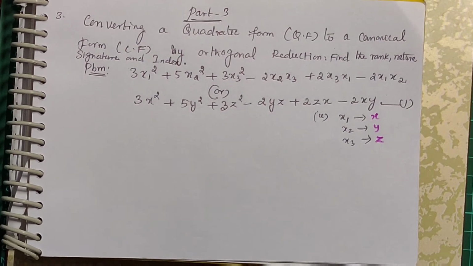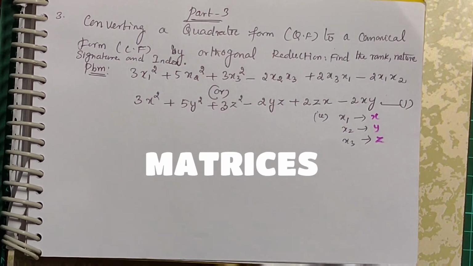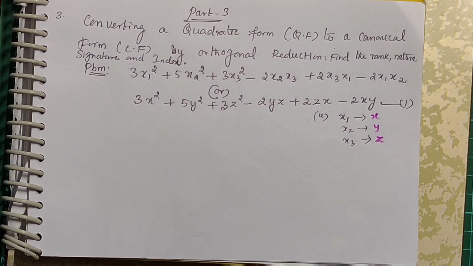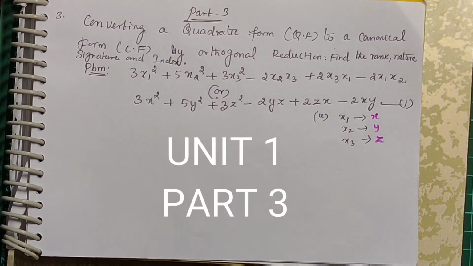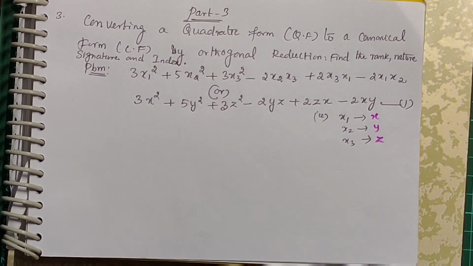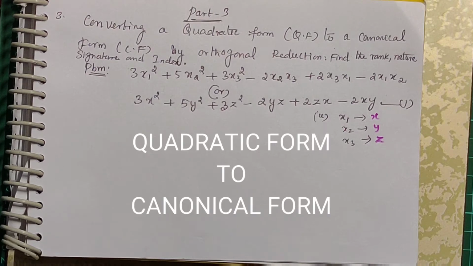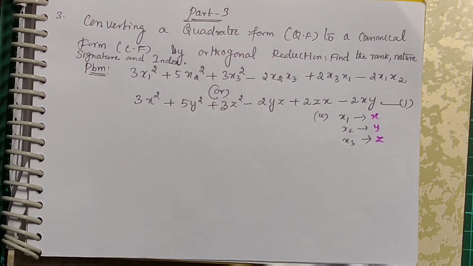Hi guys, welcome to part 3. Today we are going to see how to convert a quadratic form to a canonical form by means of orthogonal reduction. Of course, this is a very lengthy problem. This will come in 16 marks. Let's say you have to find the rank, nature, signature, as well as index.